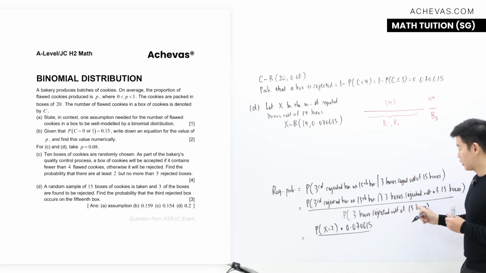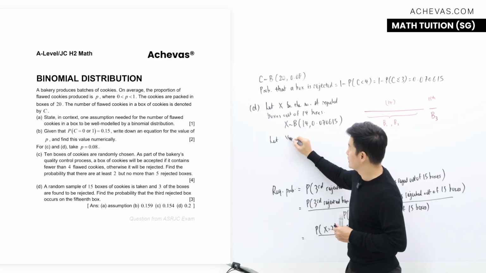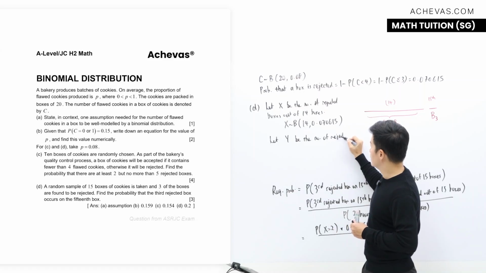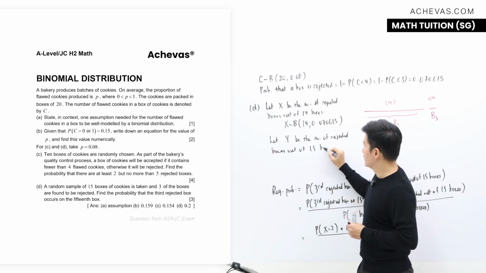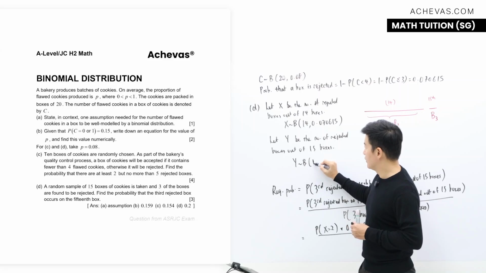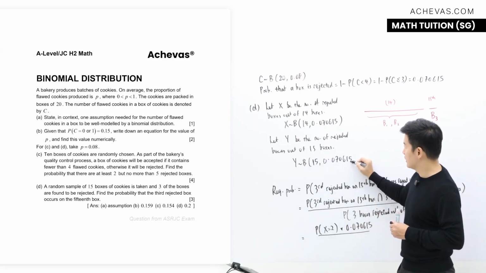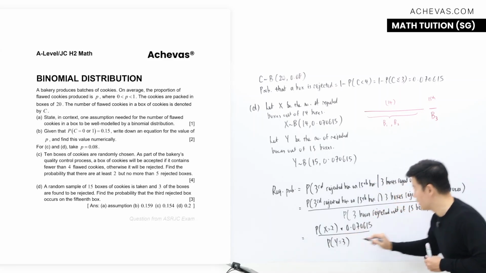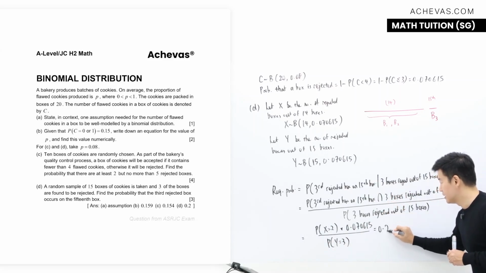As for the denominator, we are talking about 15 boxes. Let me define another random variable, Y, the number of rejected boxes out of 15 boxes. Y follows a binomial distribution with n equal to 15 and probability of success 0.070615. So for the denominator, it is the probability that Y equals 3. I'll press this into the calculator, and based on the calculator, my answer here is 0.2.